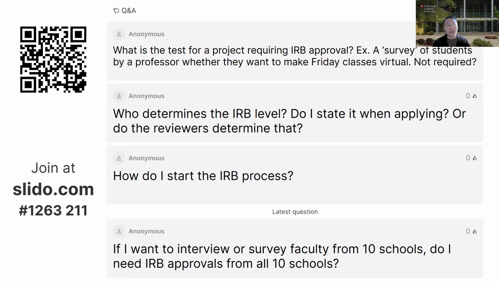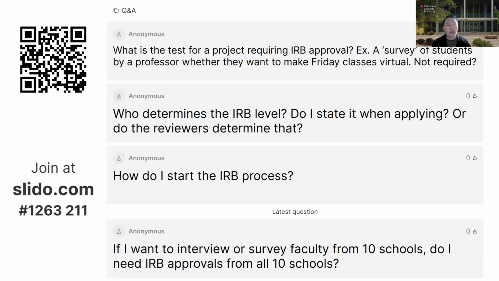So in this case, it's likely not required, because if a professor is not planning to use the data to contribute to generalizable knowledge, then IRB is likely not required.